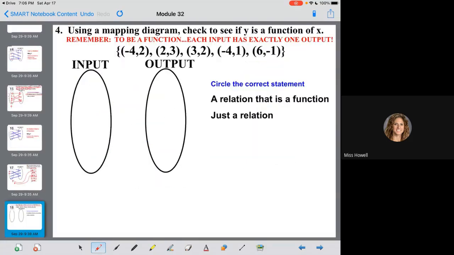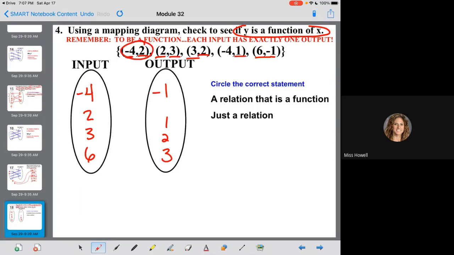All right, let's look at our last one here, number 4. Let's make our mapping diagram to see if y is a function of x. The x's are -4, 2, 3, 6, and the y's are 2, 3, 6. All right, let's go to -1, then 1, then 2, then 3 here. Let's sew them pickles.